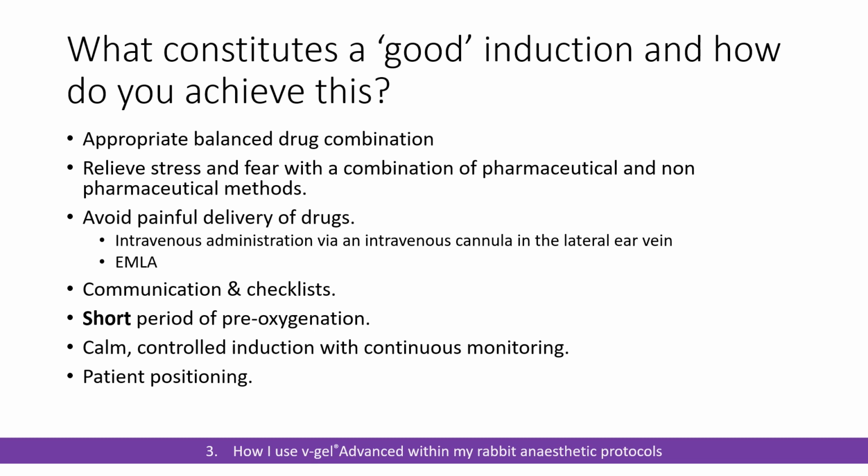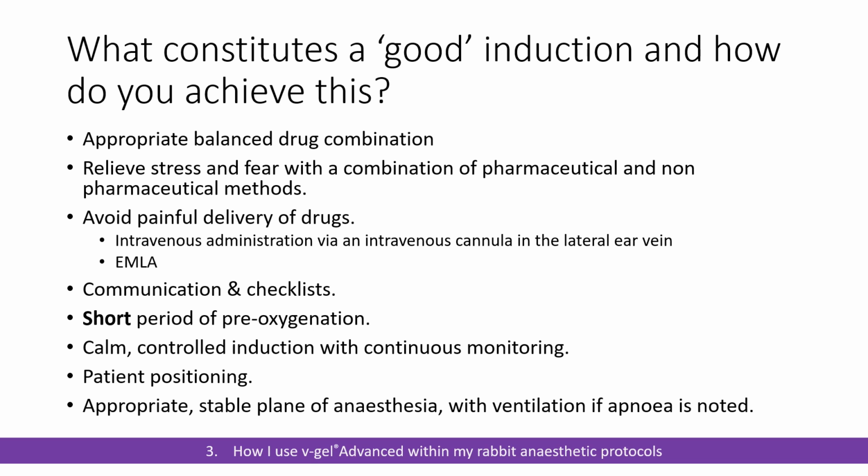My advice for induction is wherever possible, use an intravenous induction agent. It gives you more control. It means that you can top up dosing. I don't find that inhalation inductions are particularly useful. It's very difficult to achieve a good stable plane of anaesthesia, and they make it quite hard to place either a v-gel or an endotracheal tube. So on the whole, I will be using an intravenous induction agent, and my agent of choice would be alfaxalone or Alfaxan.